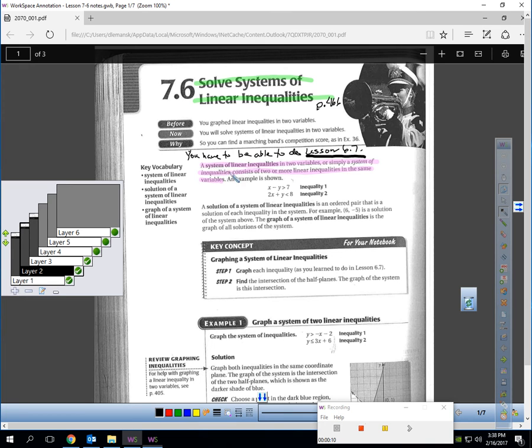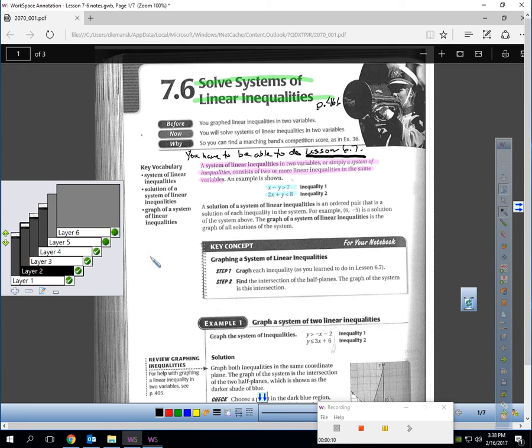A system of linear inequalities in two variables, or simply a system of inequalities, consists of two or more linear inequalities in the same variables. This is the same explanation you had at the beginning of the chapter, what a system was, but up to this point we've solved systems of equations. We're going to work on systems of inequalities today. Here would be an example of a system of inequalities. You can see I shaded it here in light blue.